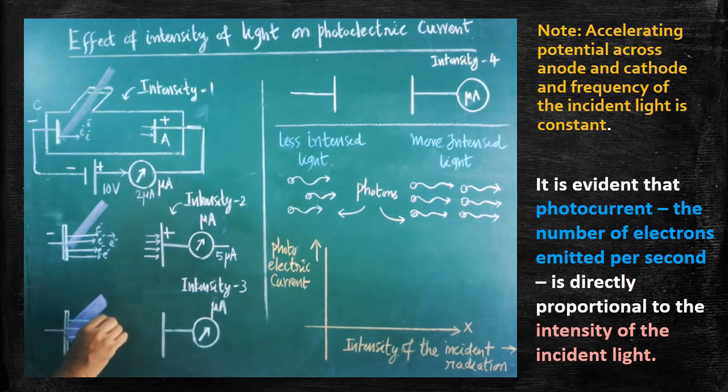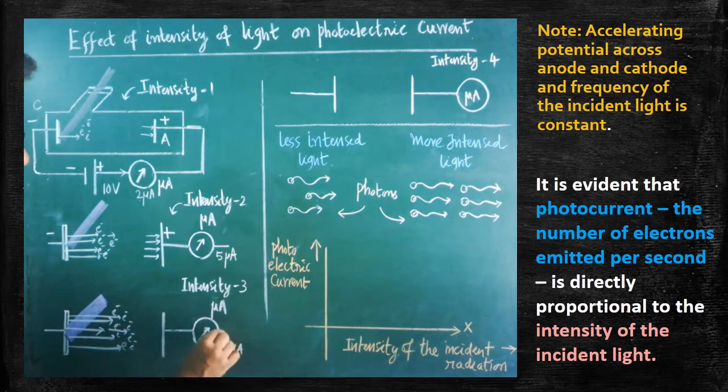Here more and more number of electrons will be ejected out from the metal surface. Compared to the previous case, more number of electrons will be ejected out. Are you clear? So due to the emission of more number of photoelectrons, the strength of the photoelectric current will also be more. Let us imagine 7 microampere is shown in the microammeter. Are you clear? We will see one more case.